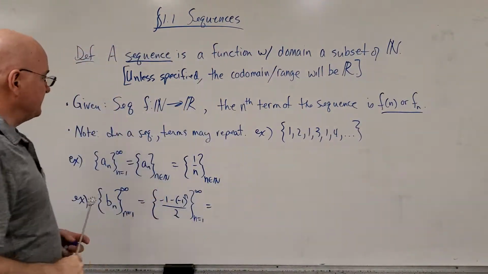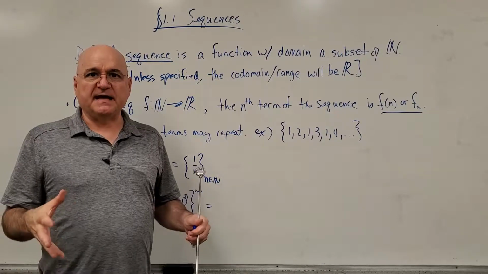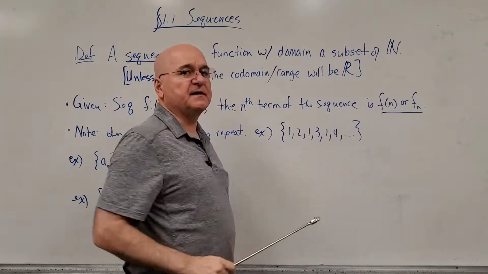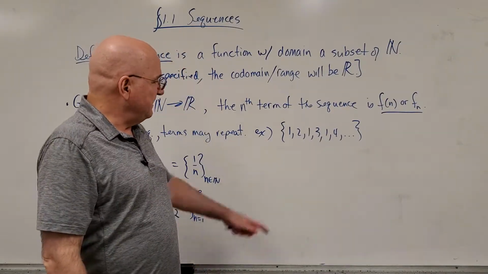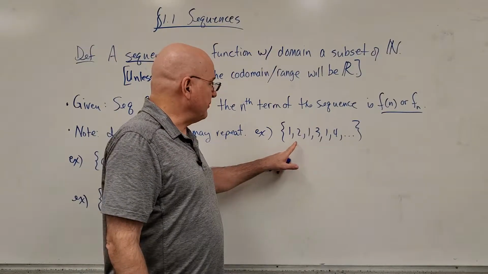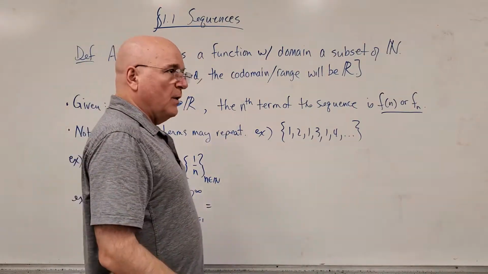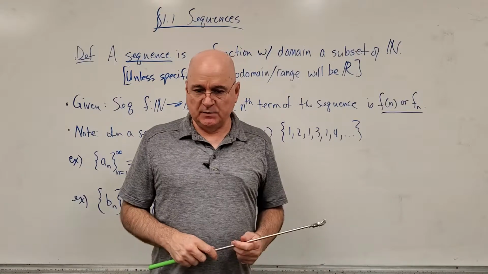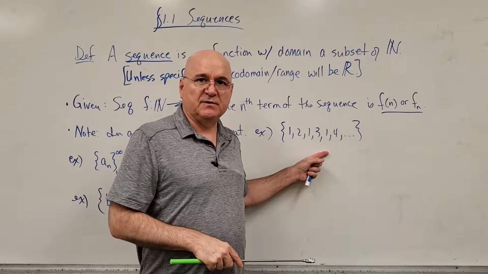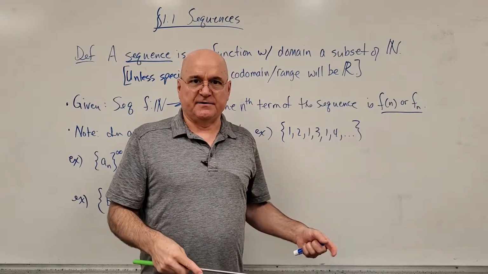And note, in a sequence, terms may repeat. That differentiates a sequence from a set. In a set, elements don't repeat. Here's an example: 1, 2, 1, 3, 1, 4, dot, dot, dot. In fact, in this sequence, all of the odd index terms are the same number. So the number 1 shows up an infinite number of times. One other thing that differentiates a sequence from a set: we just mentioned that elements are allowed to repeat in a sequence, and in a sequence the order absolutely matters, whereas in a set, it doesn't matter.